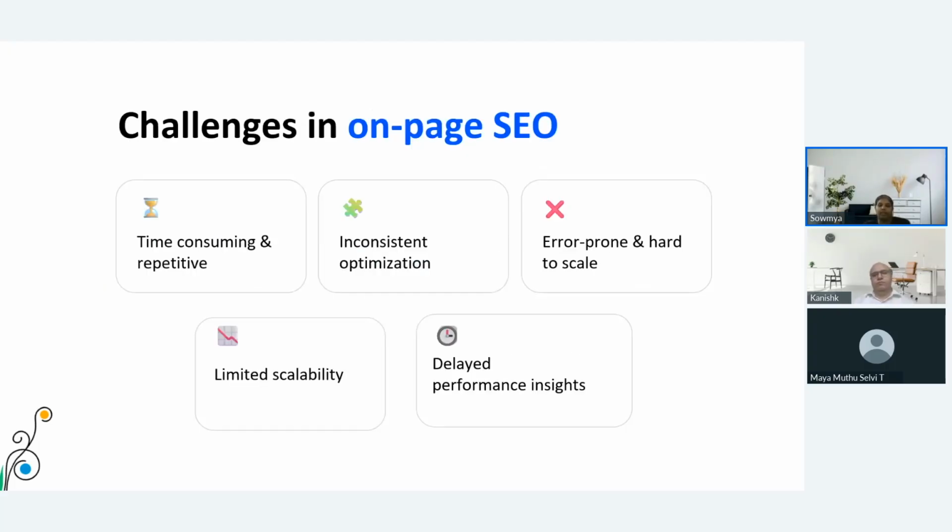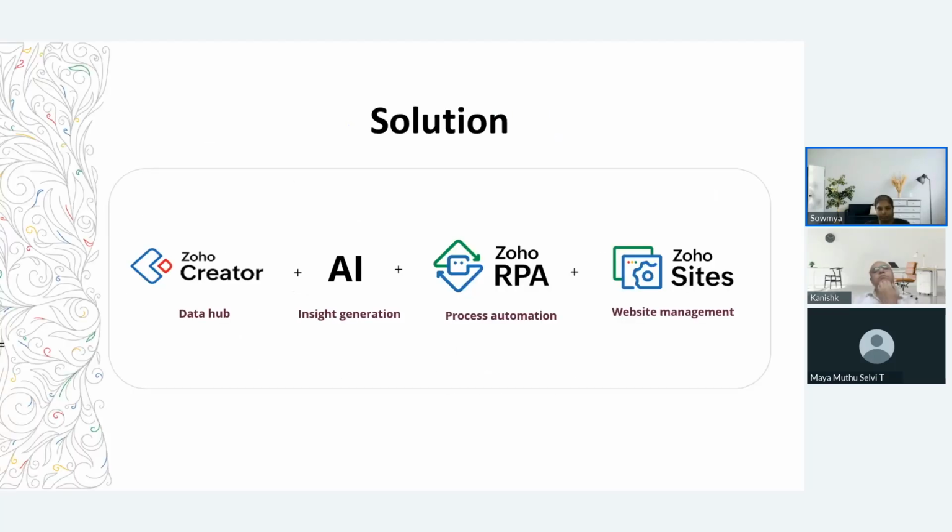When we started doing SEO for our website, we realized that the process was time-consuming and repetitive. Editing hundreds of pages for metadata, keywords, and content could take days. It was also inconsistent. Some pages would get optimized while others lagged behind. Manual updates were error-prone. Even a single mistake could hurt our rankings, and scaling was another issue. What worked for 10 pages doesn't work for 100 pages. So the question is, how can we make this faster, more accurate, and scalable?